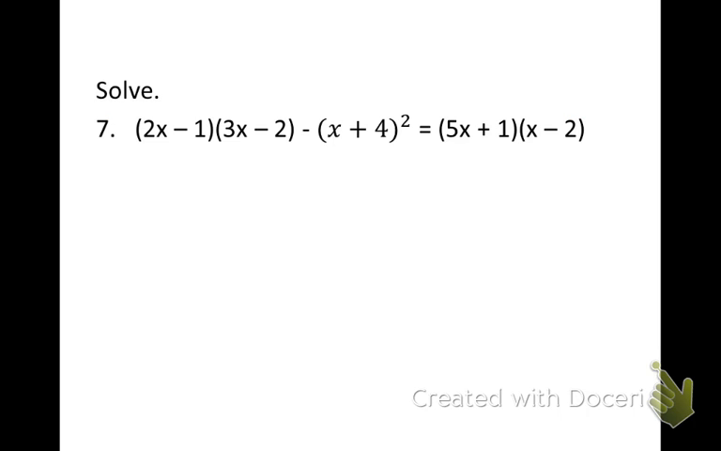Alright, big long thing we want to solve. So we probably ought to multiply it all out first and then see what we need to do with it. So let's go ahead and use our FOIL method here. We're going to get 6x squared. Outside you're going to get negative 4, inside negative 3, so that'd be negative 7x. Negative times negative would be plus 2.